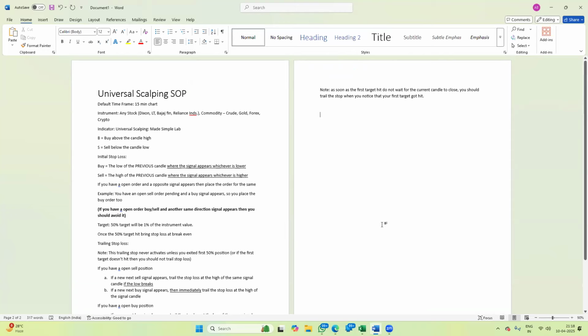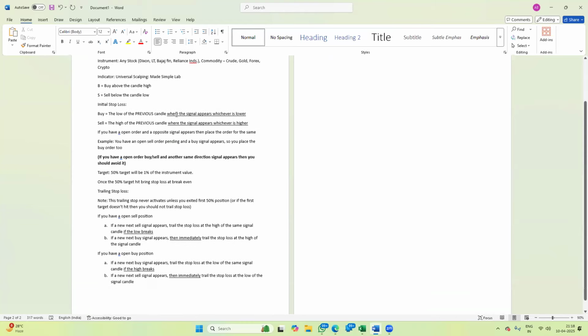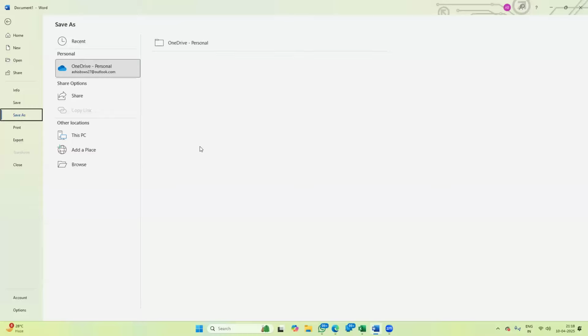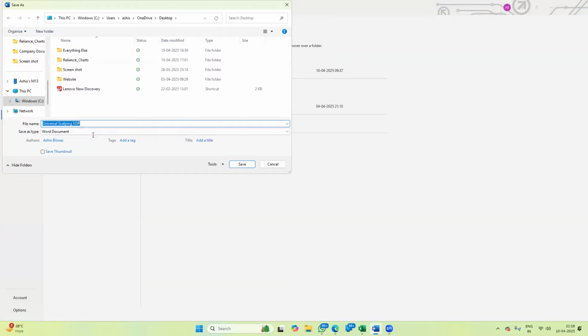I think from my experience, everything is pretty much covered. But still, if you find anything new, ask in the group, and you should update this SOP also. That will be the best approach.